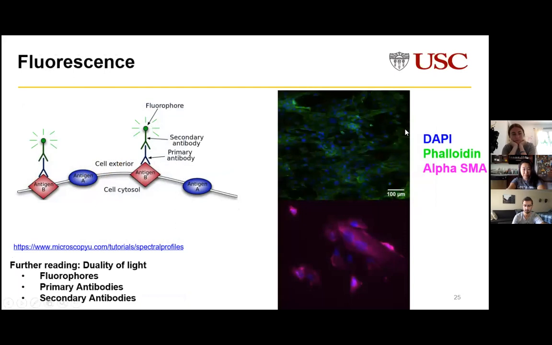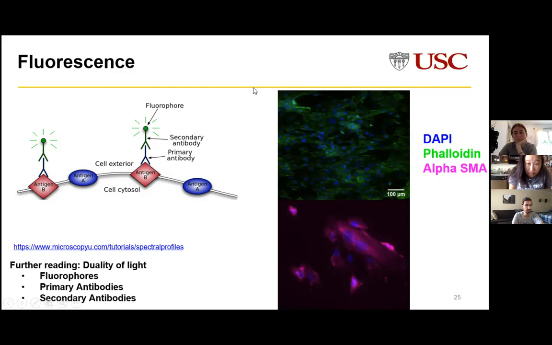Then for fluorescence microscopy, how familiar are you guys with secondary antibodies, primary antibodies, and fluorophores? Thumbs up if you have only heard about it just a little. Okay. Cool, so thank you.